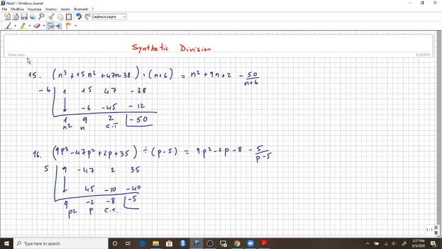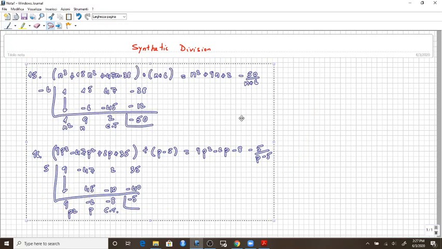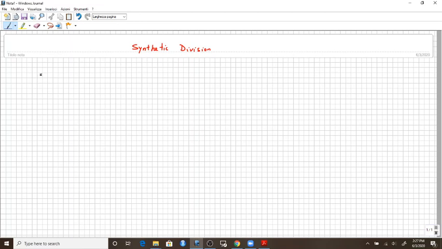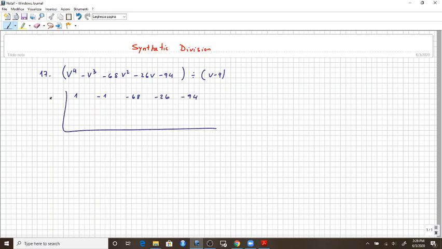Alright, so let's work on the last two problems. So we have 17. So we have v to the power of 4 minus v to the power of 3 minus 68v squared minus 26v minus 94, and we divide this by v minus 9. Alright, so we have what? 1, negative 1, negative 68, negative 26, negative 94, and here we write 9.